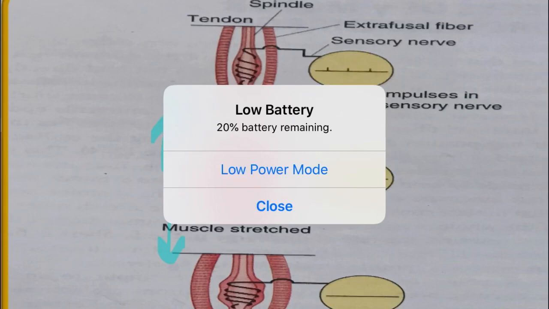This thing is called loading of the muscle spindle. Because of the stretching, there is generation of the receptor potential in the sensory afferent fiber. This entire process is called loading: we loaded the muscle, we stretched the muscle, that is why we developed the potential.